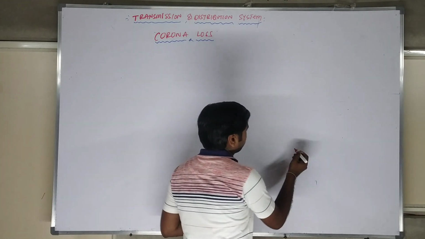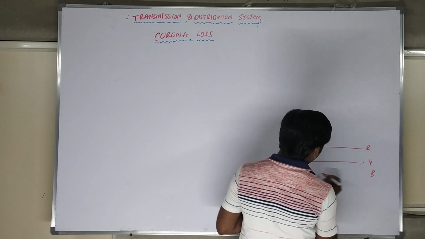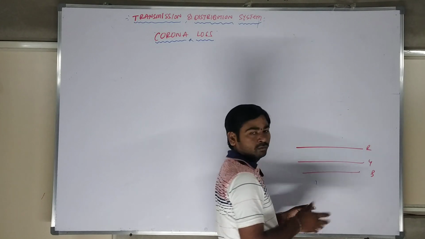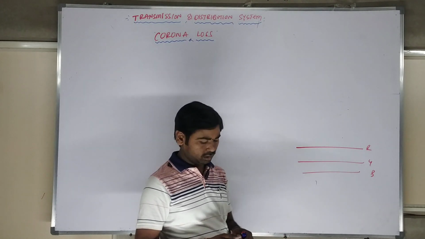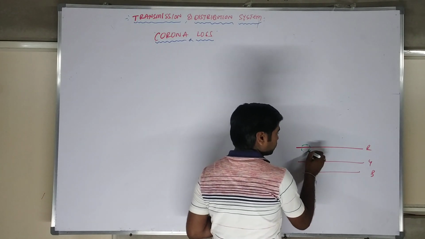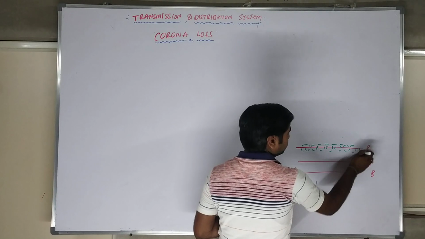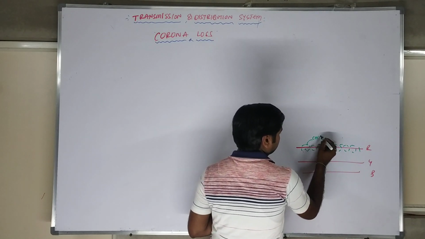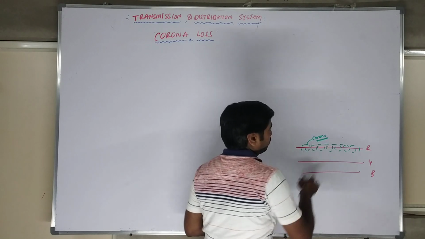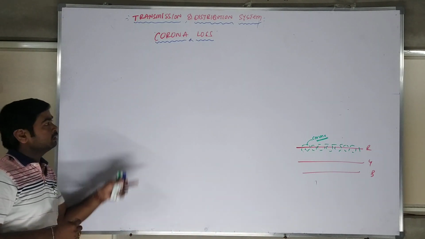Let us say we have a power conductor. Whenever the voltage exceeds the rated potential gradient, ionization will take place surrounding the conductor. The ionization of air surrounding the power conductor is called the concept of corona. So how is this corona loss calculated in the transmission line?